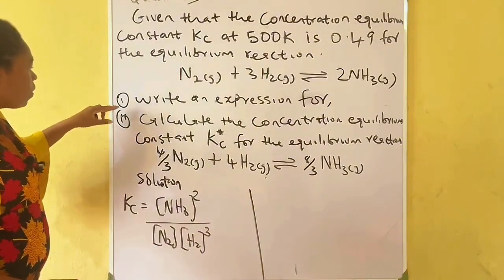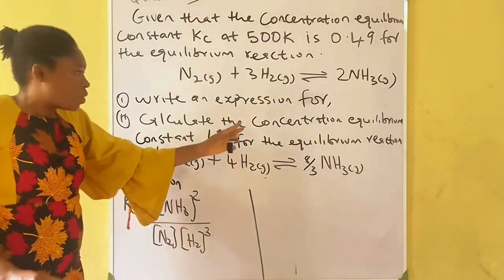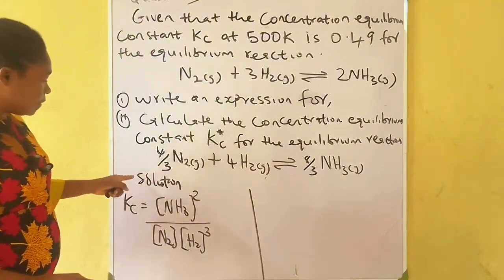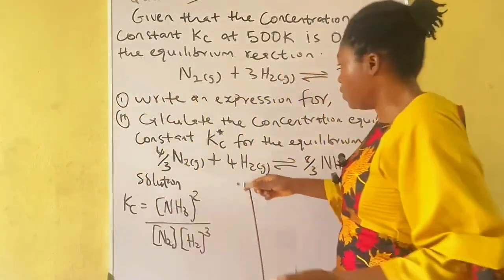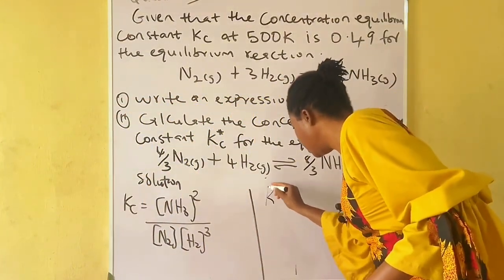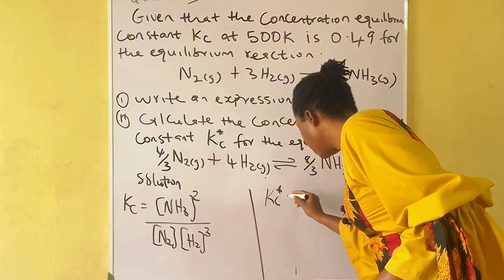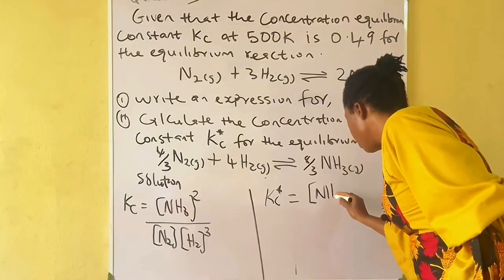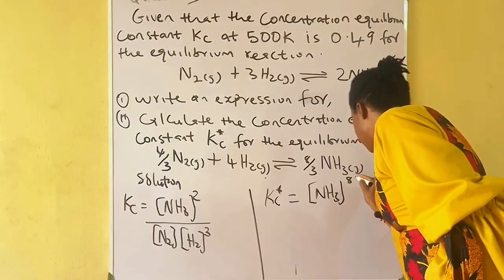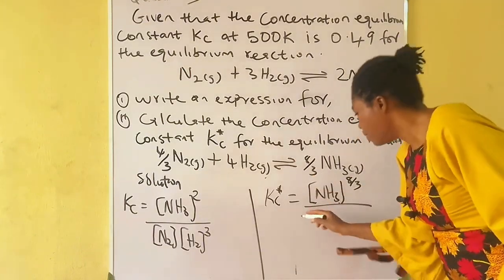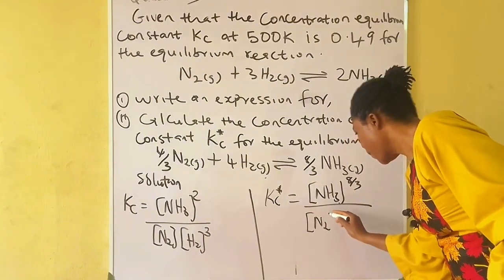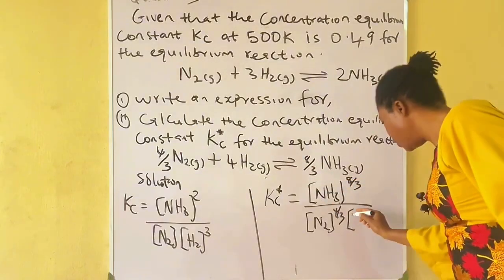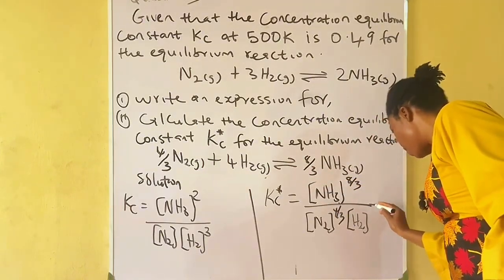So let me write the equation. Write an expression for and calculate the concentration equilibrium constant Kc for this equilibrium reaction. So let me write the equilibrium expression for this reaction. So Kc equals concentration of ammonia raised to the power 8/3 divided by concentration of nitrogen raised to the power 4/3 times concentration of hydrogen raised to power 4.